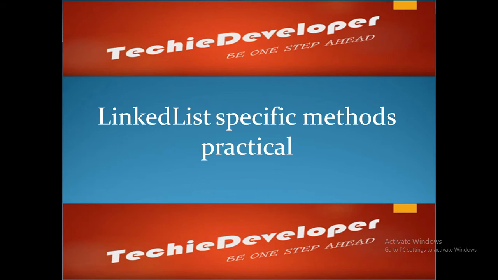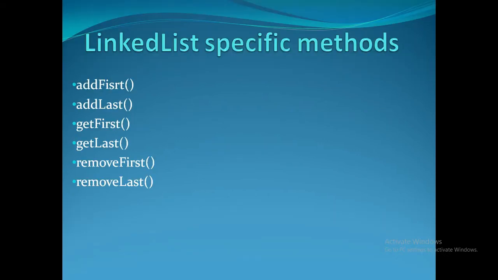So what are the linked list specific methods? The first method is add first. Add first will add the element at the very first position. Then add last will add the element at the last position in the linked list. Get first will retrieve the first element. Get last will give the last element present in the linked list. Remove first will remove the first element. Remove last will remove the last element. We will see this by practical implementation.